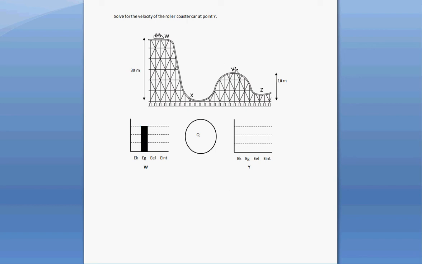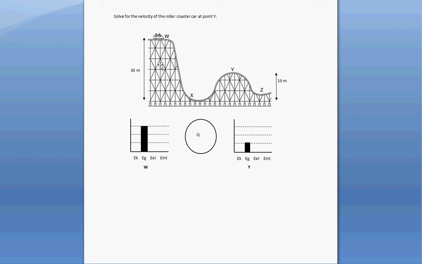And then once it reaches Y, it still has height. It has 1/3 the amount of height it had originally, so let's give it 1/3 the amount of gravitational potential energy that it had previously. Alright.